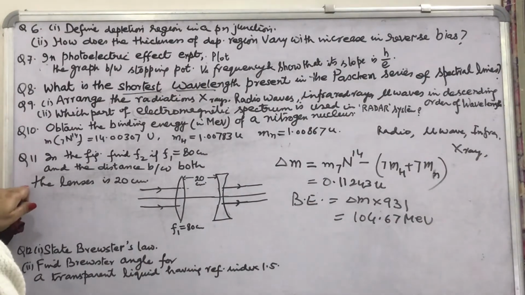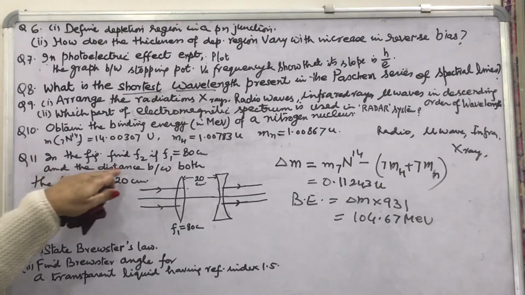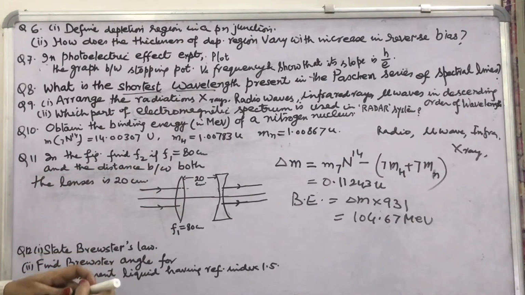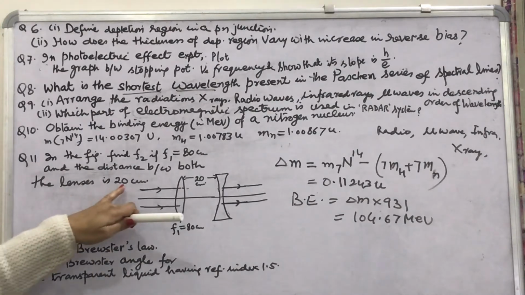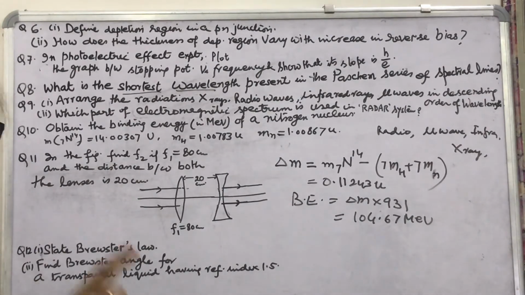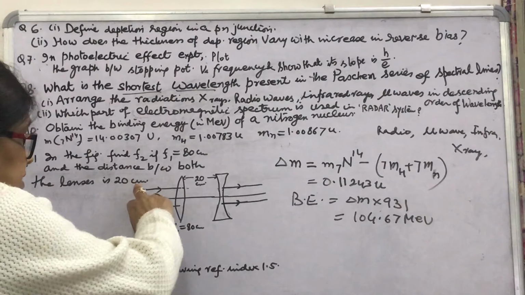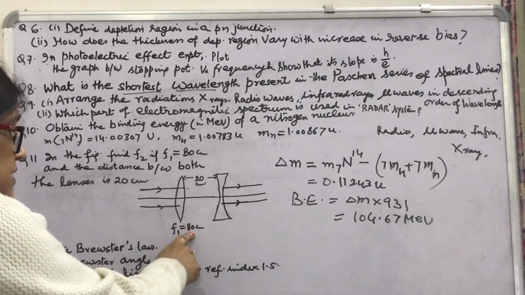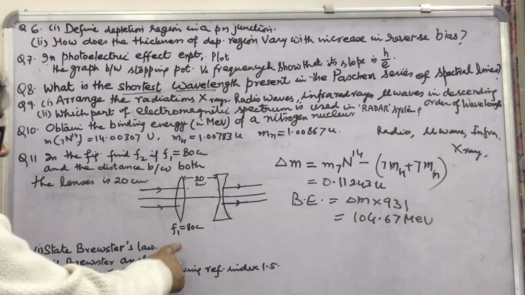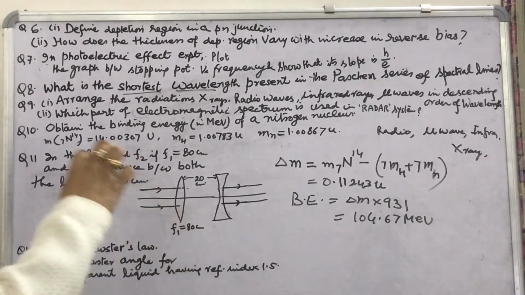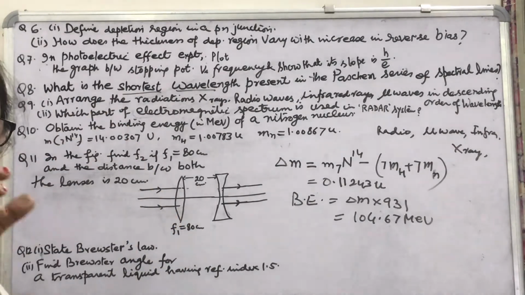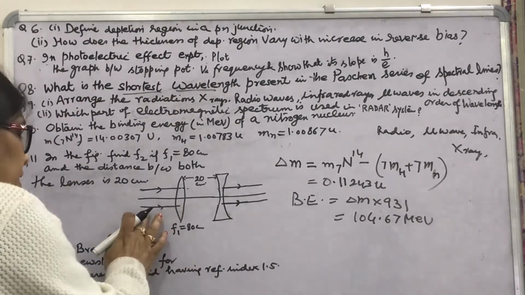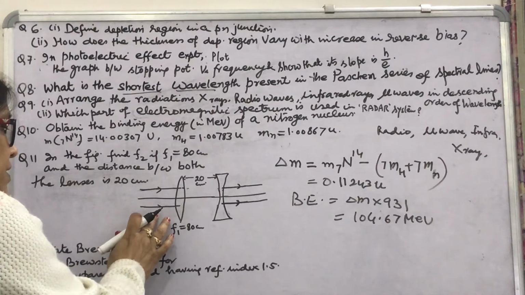In question 11, in the figure find F2 if F1 is 80 centimeter and the distance between both the lenses is 20 centimeter. Look, a parallel set of rays is coming at F1, that is a convex lens. It is given 80 centimeter focal length. You know, parallel rays are focused at the focus point. From infinity they are coming, so u will be infinity.